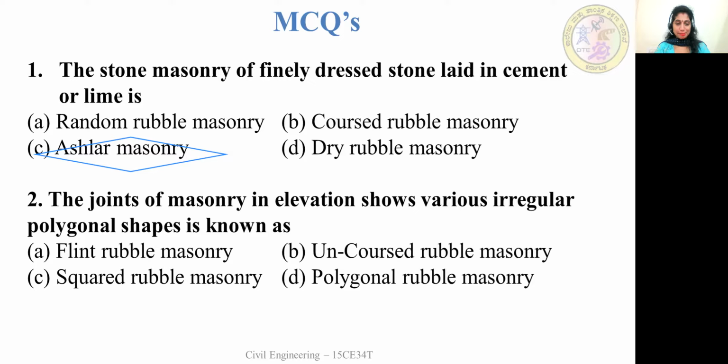The answer is very simple, and it is the definition of polygonal rubble masonry. It is a very simple question, but it may cause confusion. The right answer is option D, polygonal rubble masonry, because the joints of masonry in the wall face show irregular polygonal shapes. Obviously, it is known as polygonal rubble masonry. Let us move on to the next question.